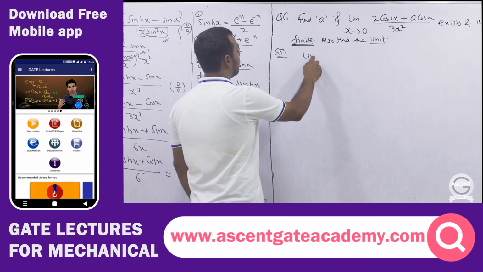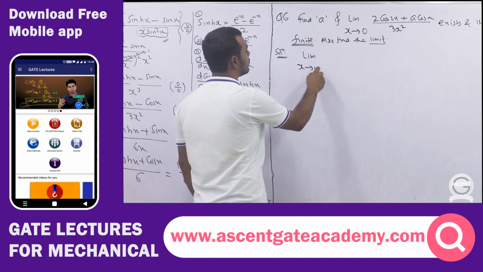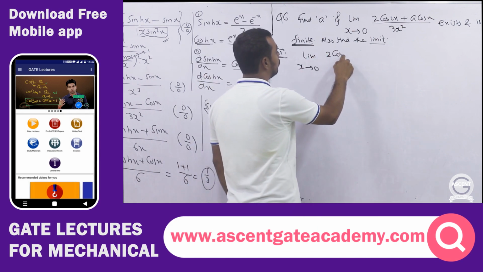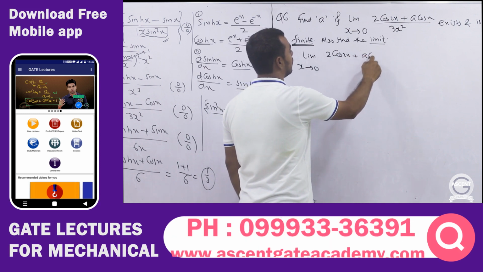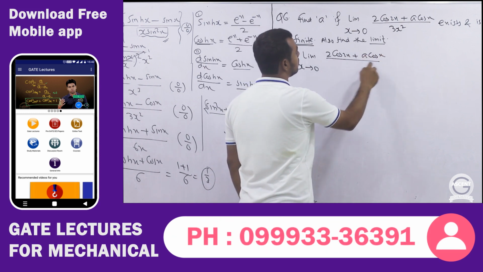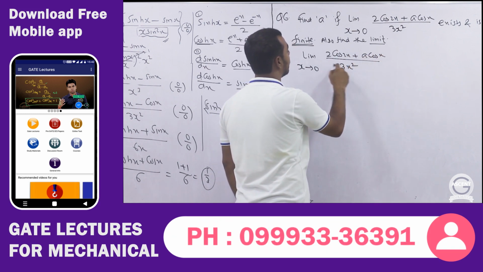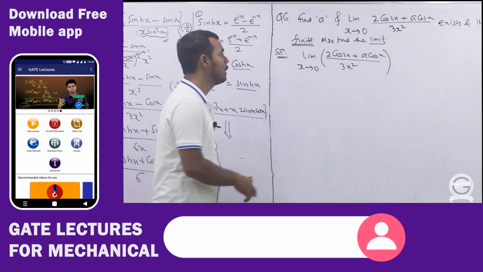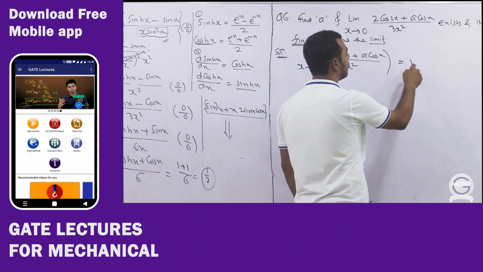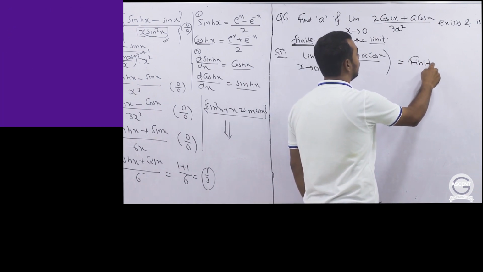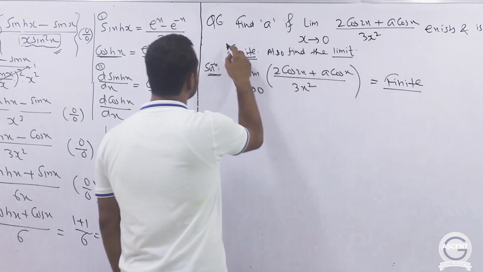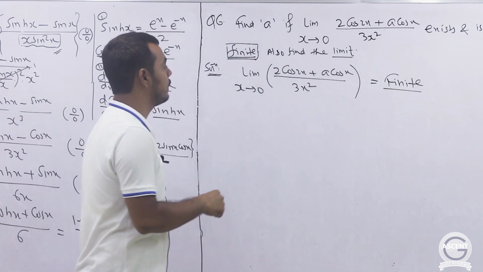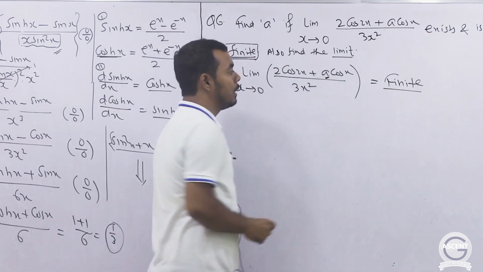So the problem that we have in our hand is limit x tending to 0, (2 cos 2x + a cos x) divided by 3x square. Now here again we have to learn one very important concept. We know that this limit is finite, we don't know the value of the limit, but this is told to us, that this limit is finite, then find the value of a.